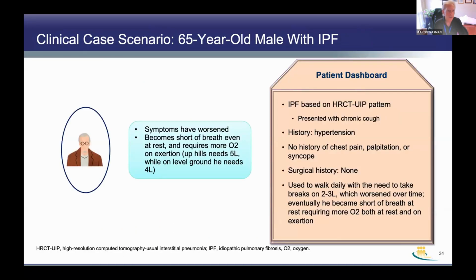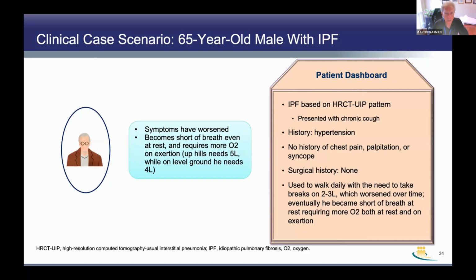So let's think about another patient. This is a 65-year-old gentleman with idiopathic pulmonary fibrosis. His symptoms have been worsening, and he now becomes short of breath even at rest and requires more oxygen on exertion. Up hills, he needs about 5 liters, and while on level ground, he needs 4 liters. You can see his history over here.